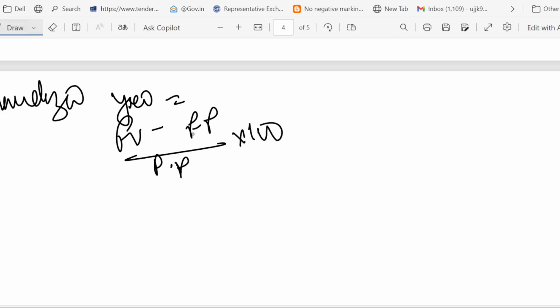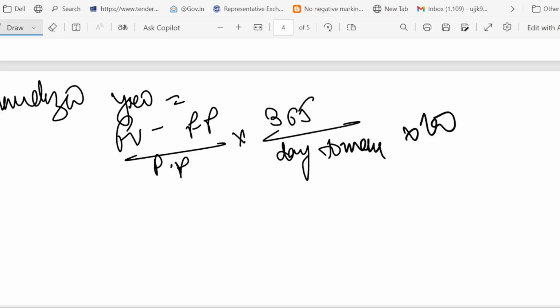And one more thing is that, since we are computing the yield, right? So what we need to do? 365 upon days to maturity multiplied by 100. Right? So this is how we go about computing the annualized yield. Face value minus purchase price upon purchase price into 365 upon days to maturity into 100.